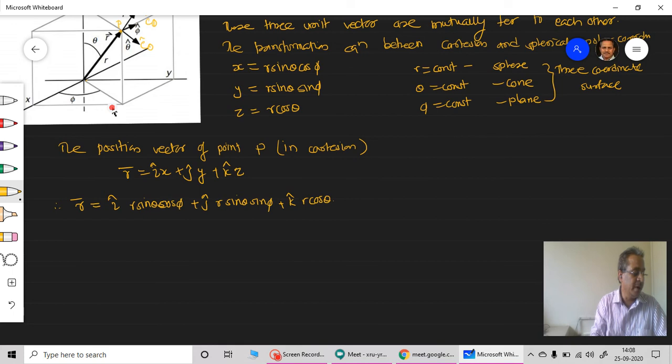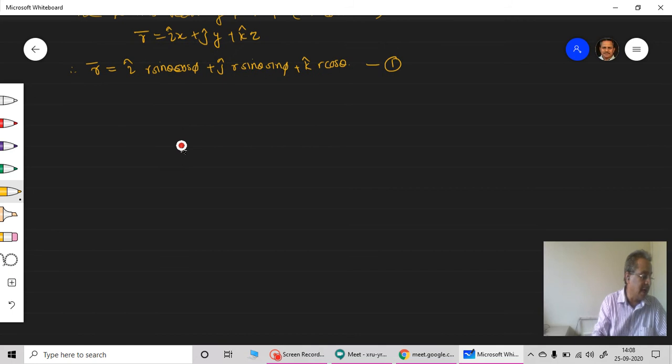This is a new vector here. You can call this equation 1. This is my vector r bar. Now take the differential with respect to the three independent coordinates r, theta, phi. We have to differentiate this vector r bar with respect to r, then theta, and then phi, and therefore we will get, first, the partial derivative of r bar with respect to small r. Remember, this is a vector, this is a scalar.